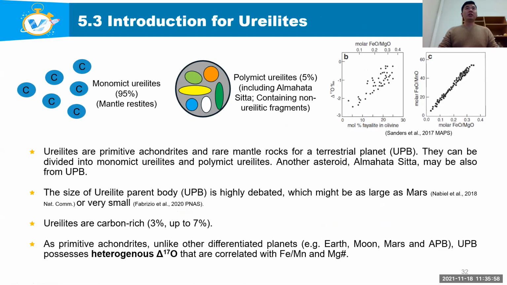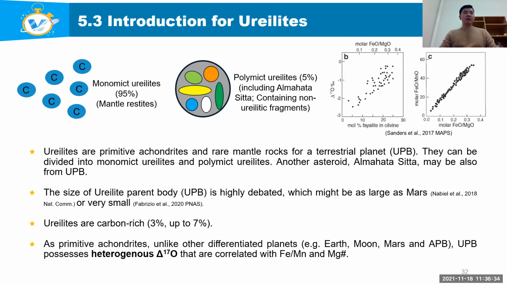And now we turn to Ureilites. Ureilites are primitive achondrites and rare mantle rocks for terrestrial planets. They can be divided into monomict Ureilites and polymict Ureilites. And there is another asteroid named Almahata Sitta, maybe also from the Ureilite parent body. The size of the Ureilite parent body is highly debated, which might be as large as Mars or very small. And the Ureilites are carbon rich, 3% maybe up to 7% of carbon in it.